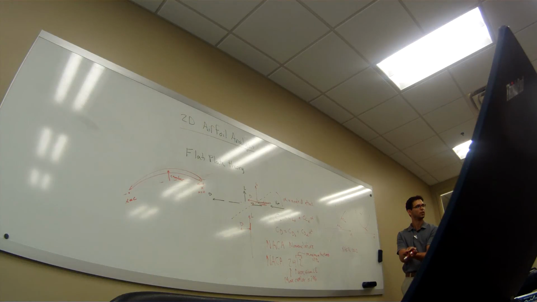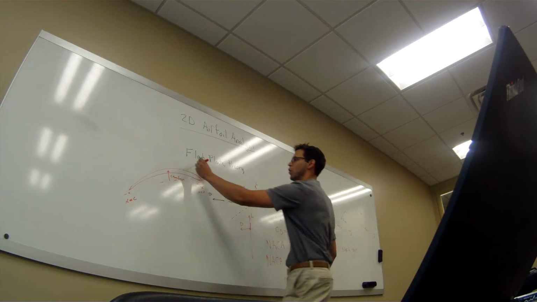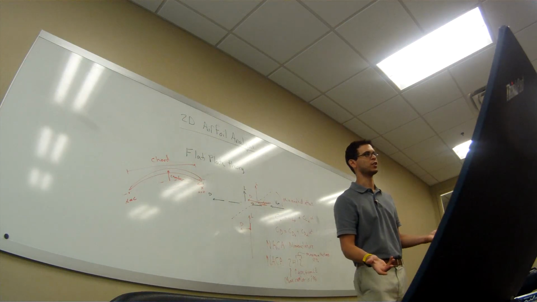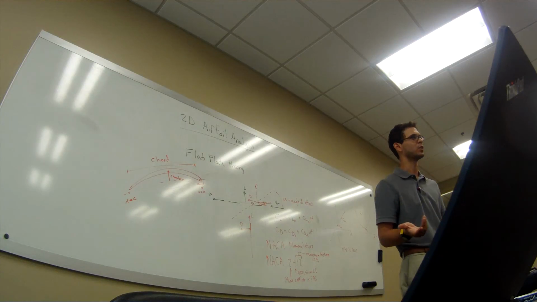You said 12% of the chord? 12% of the chord, yeah. What specifically is that? Like, what do you mean by the chord? Oh, the chord is this length. This is the chord length. So say the chord length is 5 inches. The maximum thickness would be 12% of 5, which would be, what, 0.6 inches?